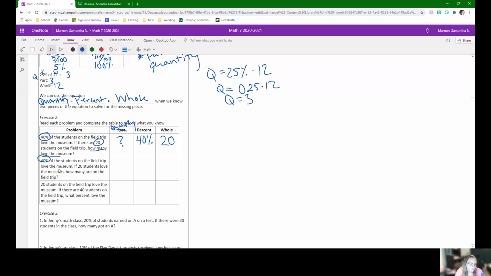40% of the students on the field trip love the museum. If 20 students love the museum, how many are on the field trip? So again, we have that 40%. It's easy for us to identify. It's just this 20 we need to decide. So we're just talking about a part of those students that love the museum compared to everybody on the field trip. So the students who love the museum are just a quantity or a part of it. And this is what we don't know. We don't know how many students are on the field trip.